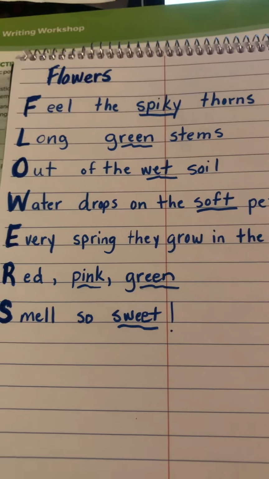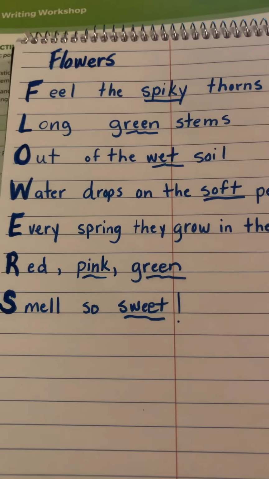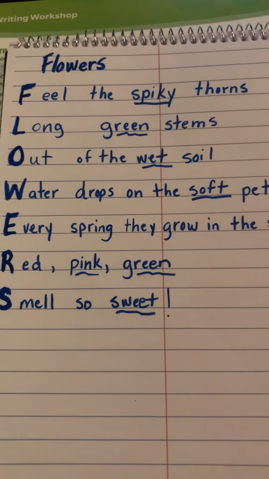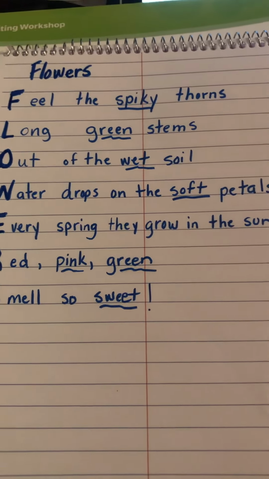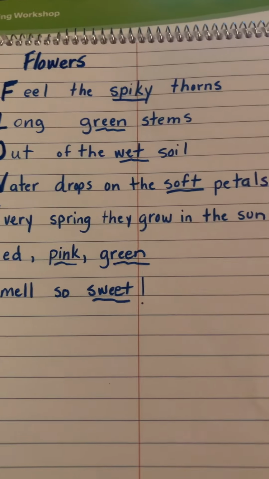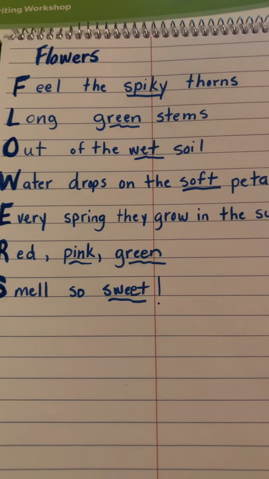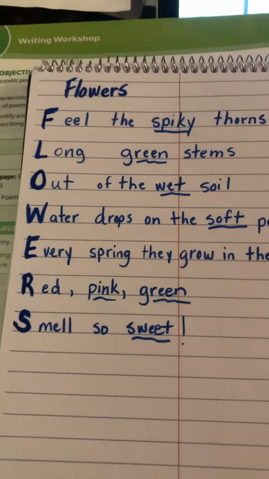Feel the spiky thorns, long green stems, out of the wet soil. Water drops on the soft petals. Every spring they grow in the sun. Red, pink, green. Smell so sweet.